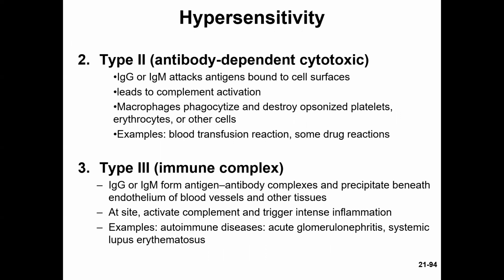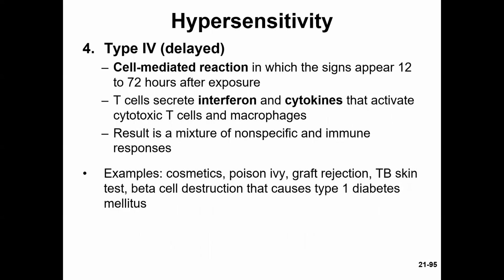Type 3. This is IgG or IgM forming an antibody-antigen complex that precipitates beneath the endothelium of blood vessels and other tissues. At the site, it activates complement and triggers intense inflammation. Examples are autoimmune diseases, acute glomerulonephritis, and systemic lupus erythematosus.